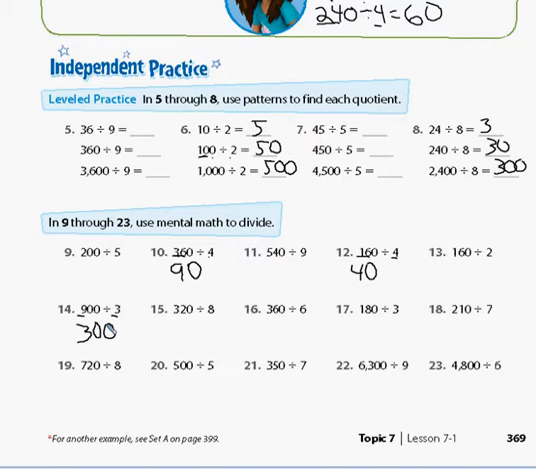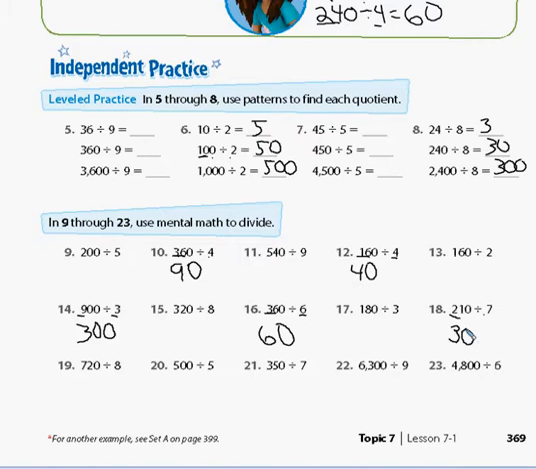Problem number 16. The basic fact there is 36 divided by 6. I know 6 times 6 is 36, so 36 divided by 6 would be 6. And then I have 1 zero there, so that would be 60. Problem number 18. Basic fact there is 21 divided by 7. I know 7 times 3 is 21, and I have 1 zero to mark my place value, so 210 divided by 7 would be 30.